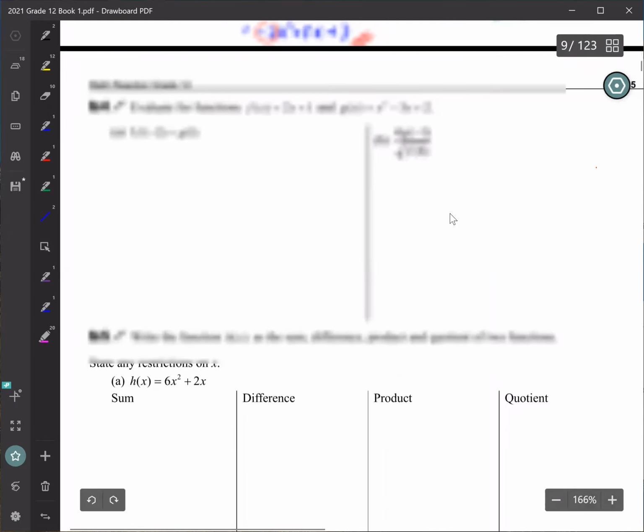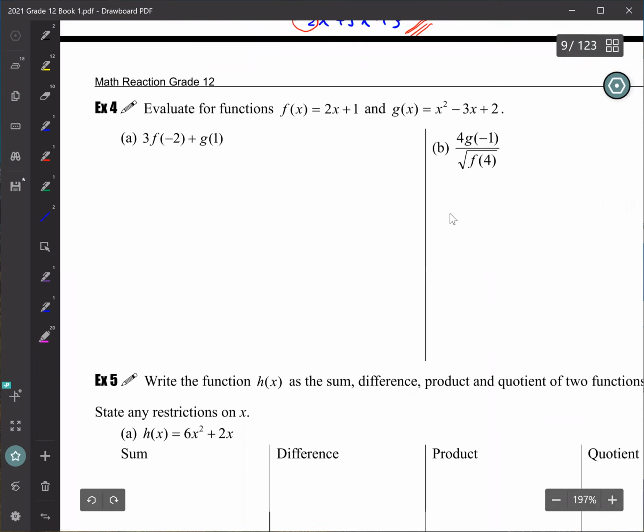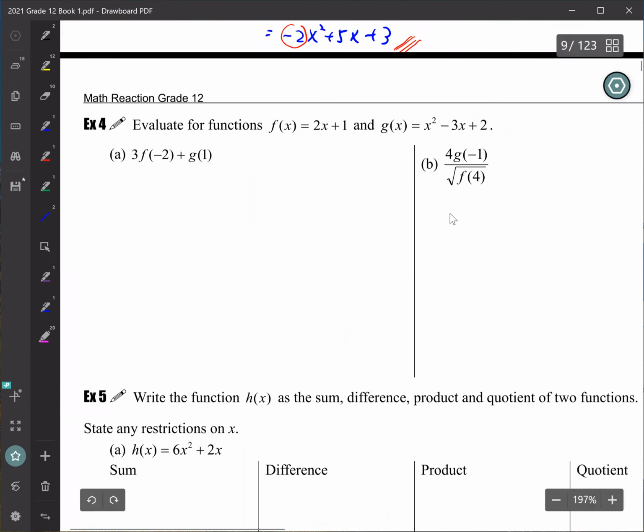Another way they could ask you to do operations is like question 4. Here we have a linear function. Let's write that down. And this one is a quadratic, you have x squared.